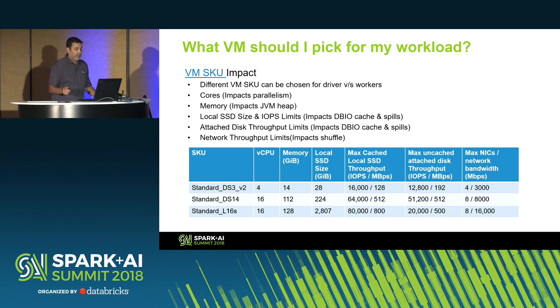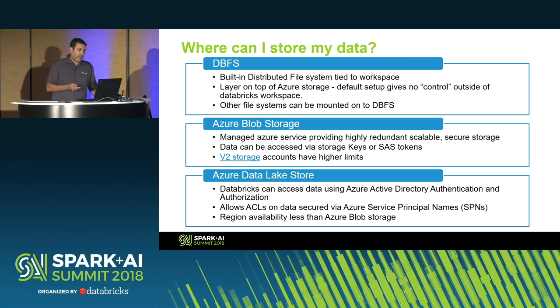So if you look at the Standard DS3 v2, which is the default VM chosen for the cluster, it has 4 vCPUs, 14 gigs of memory. The first two columns are pretty self-explanatory, how many CPUs and how much memory. And each of the VM types also have a size associated with the SSD which is attached. So if the cache is filled up on that SSD, then additional disks are attached, and that's where the max uncached attached disk throughput comes into the picture in terms of IOPS. So choice of VM is extremely important in terms of performance. For example, GPUs would be used for machine learning type VMs, right? So that's the VM choice.